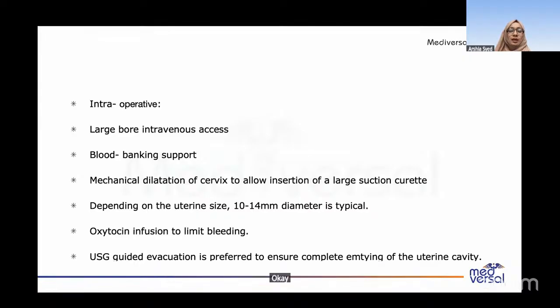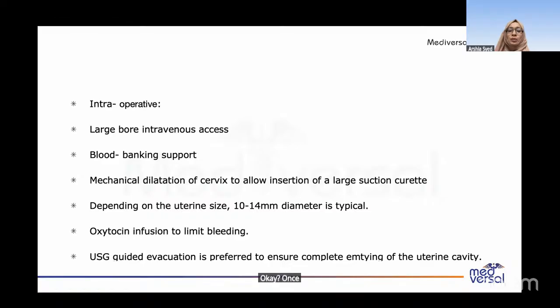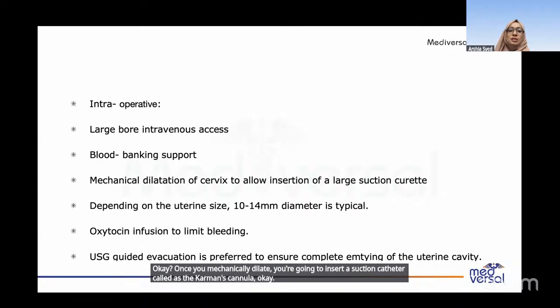While evacuating, the patient can have a massive bleed, because if it's an invasive type of mole, then she can have a torrential bleed. So a large bore IV access is to be secured, and the blood bank should be ready with blood and blood products. Once you mechanically dilate, you insert a suction catheter called the Karman's cannula, and depending on the size of the uterus, the cannula is selected. An oxytocin infusion can also be used so that the uterus remains contracted and you don't have a profuse bleed.